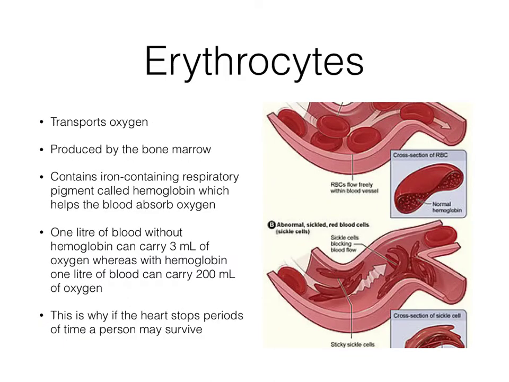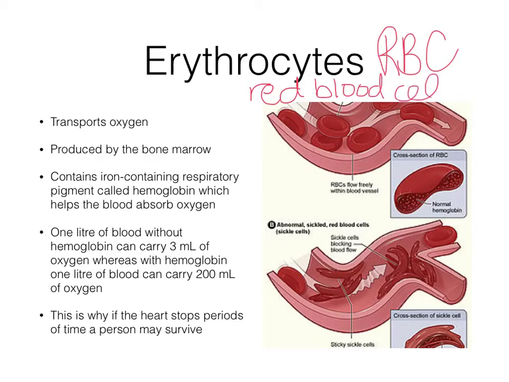Erythrocytes, also known as red blood cells, and their job is to transport oxygen. They're produced by the bone marrow. They contain an iron-containing respiratory pigment called hemoglobin, which helps the body absorb oxygen.